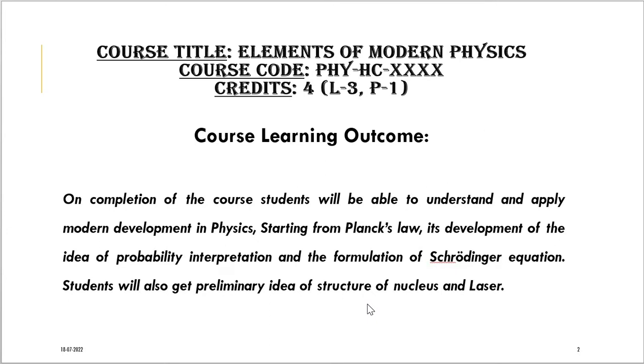So before going to the details, you should learn about the course learning outcome. After completion of this course, you will understand and be able to apply modern developments of physics, starting from Planck's law, who is the father of quantum mechanics, and its development of the idea of probability interpretation and the formulation of Schrodinger equations. You will also get a preliminary idea of the structure of the nucleus as well as laser.